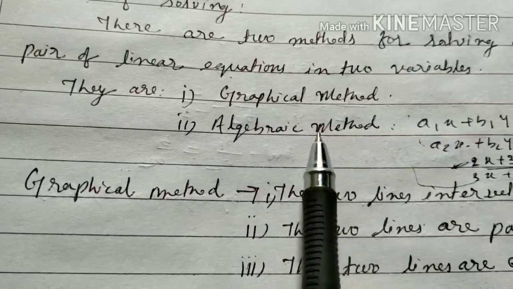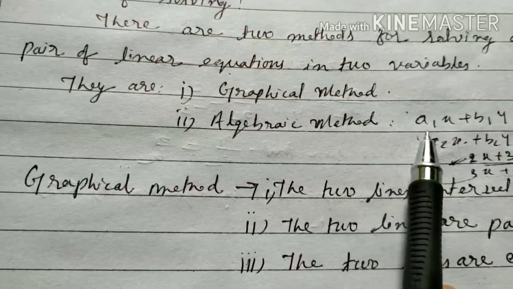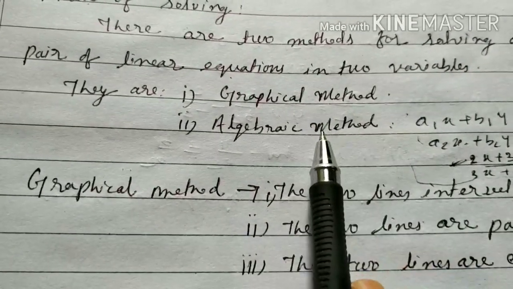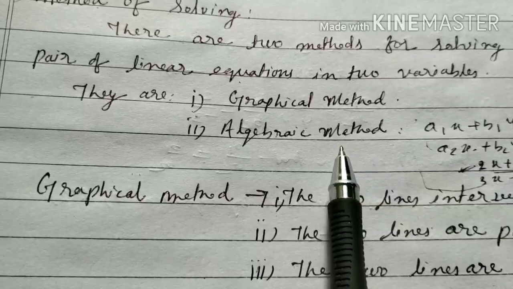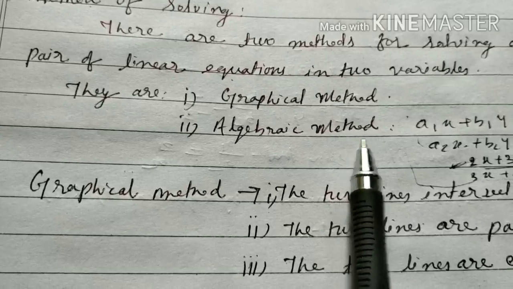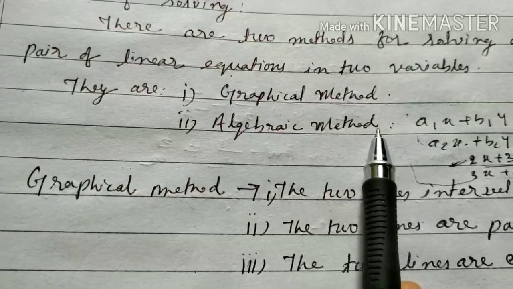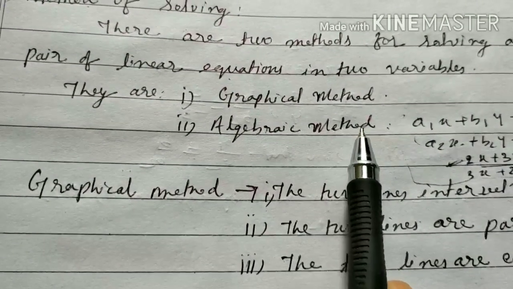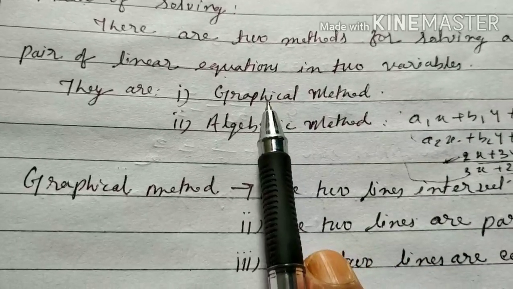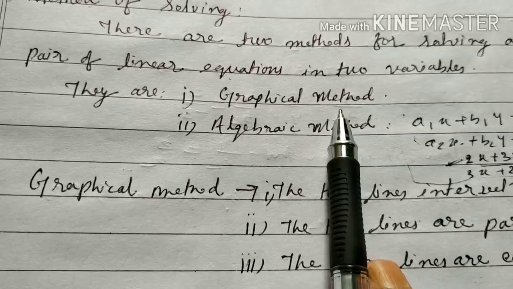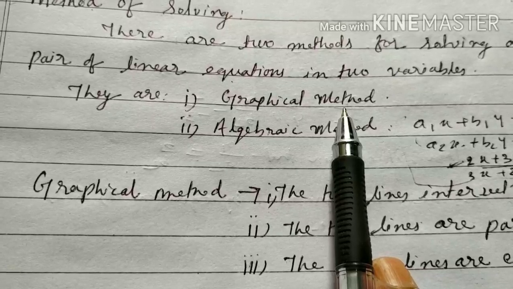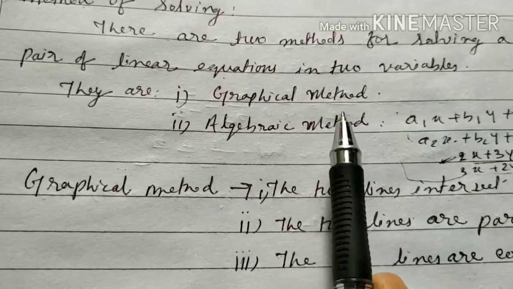The algebraic method you can see in the next exercise. Exercise 4.1 is related to the graphical method, and in 4.2 you can see there are three methods to solve by using the algebraic method. Now we'll consider the graphical method and discuss how to solve it.